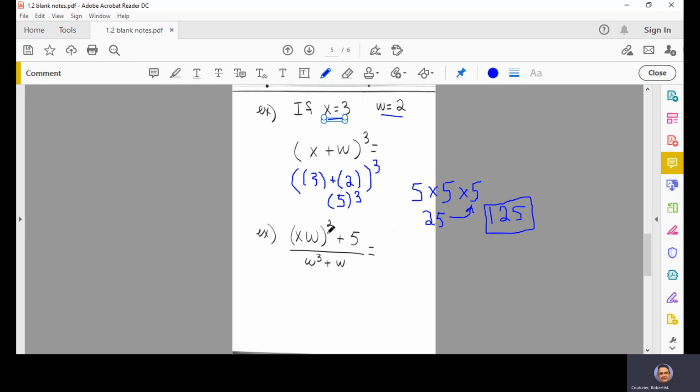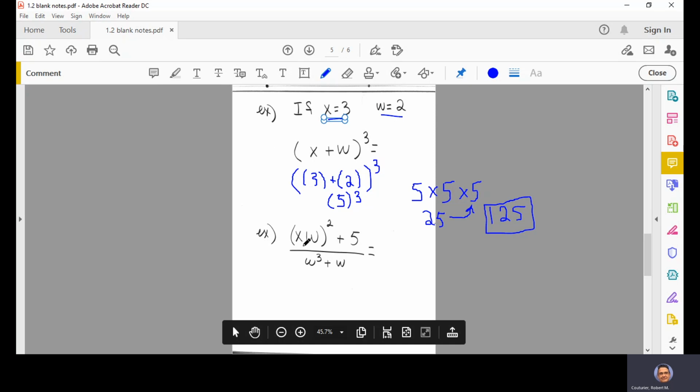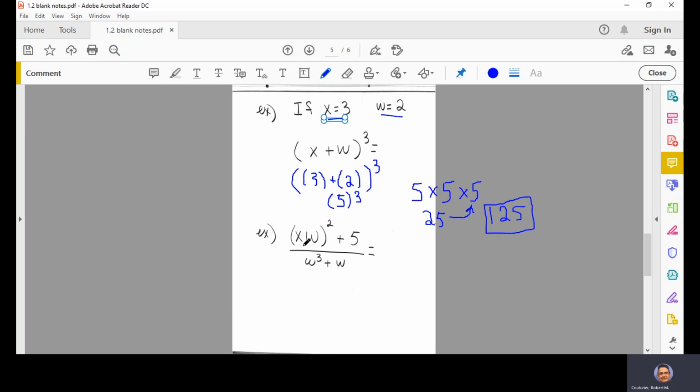You guys go ahead and give this next one a try. Let's see if I can confuse you. I've added a couple more terms in here, but it shouldn't be too bad. Take your x's, take your w's, substitute it in, and then we'll get back to it. I'll give you a minute to try to work on this.